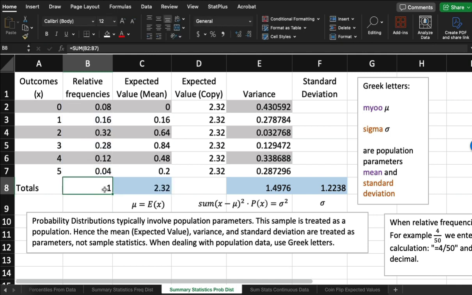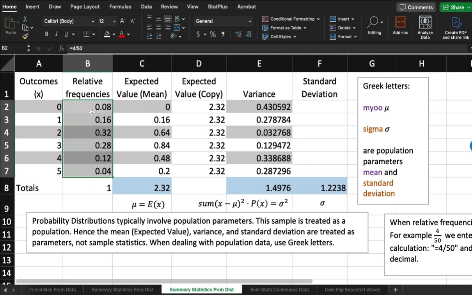You can see that there's a 1 there. All of our probabilities need to add up to 1. That is absolutely essential. Had they not, we would have had to go back to our data to see if we made a mistake or maybe a number was entered incorrectly.